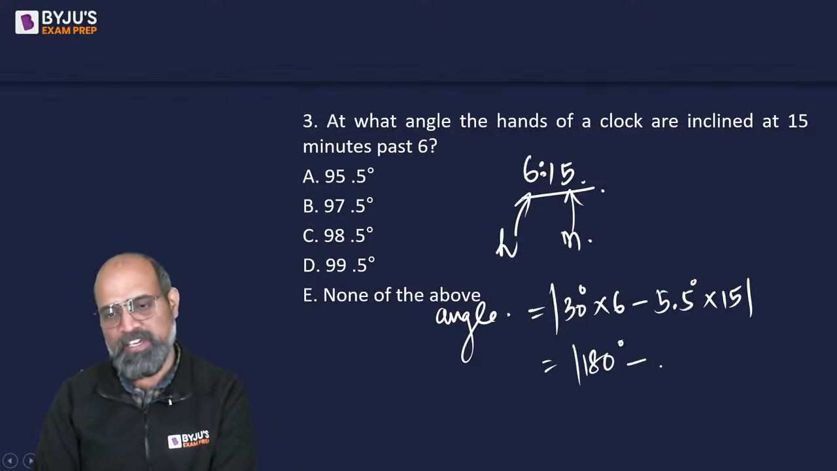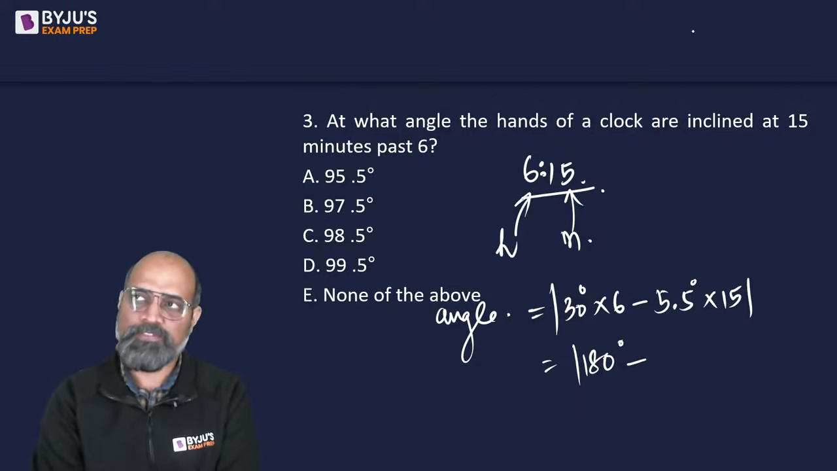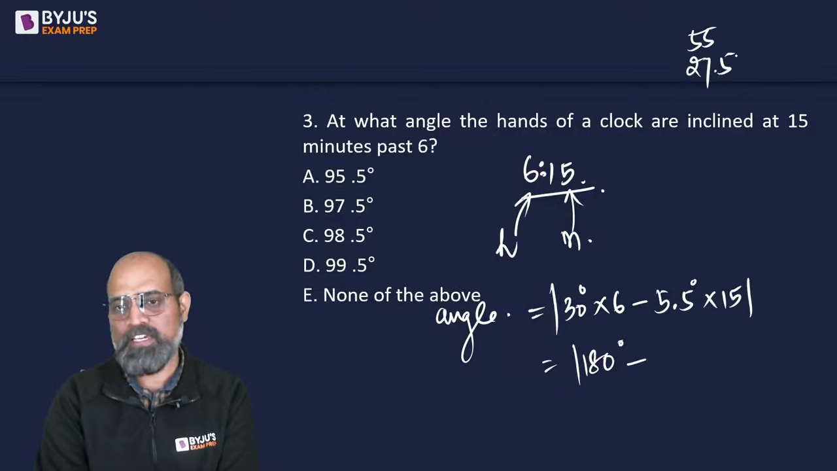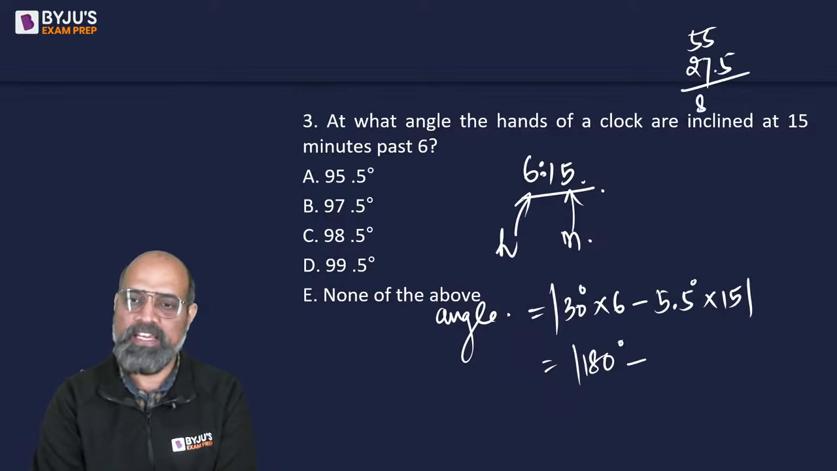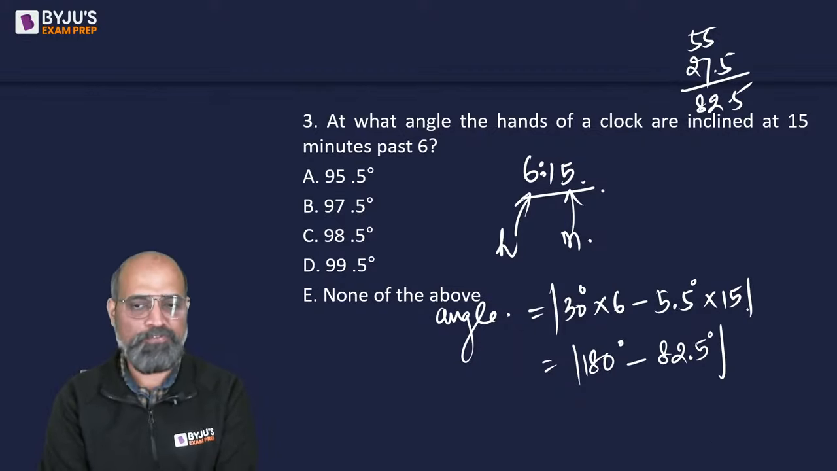What we can do is, this is 55 and 27.5. So this is going to be 72.5. So this is going to be 82.5 degrees. So I multiplied 5.5 into 10 and 5.5 into 5.